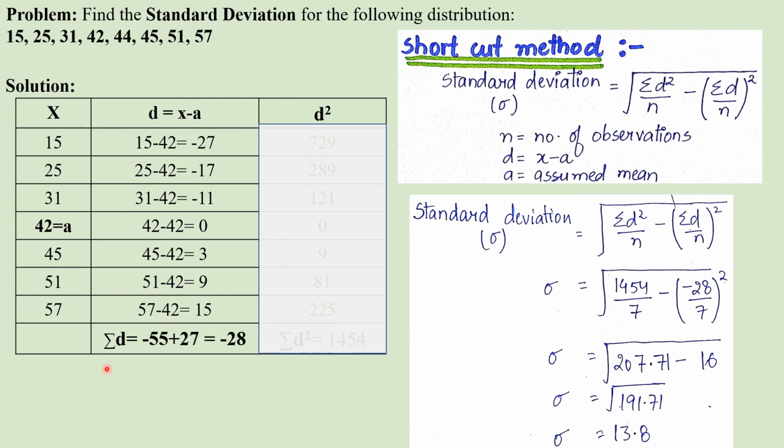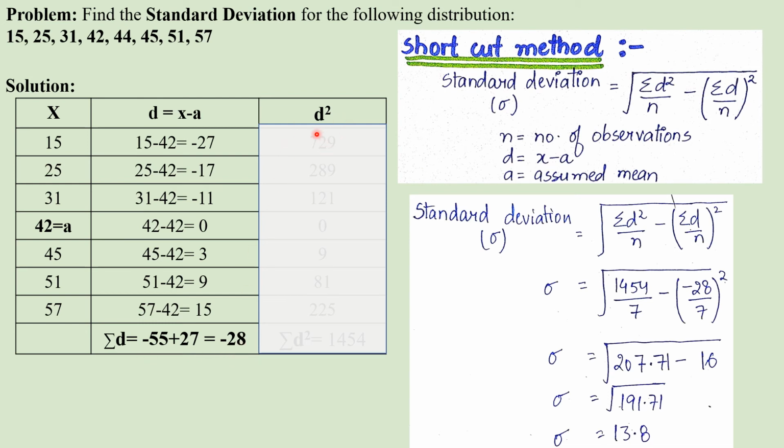Now find out sigma d by adding all these values. So first add negative values together and positive values together. Minus 27 minus 17 minus 11 is minus 55, and 0 plus 3 plus 9 plus 15 is 27. So minus 55 plus 27 is minus 28. So the value of sigma d is minus 28.